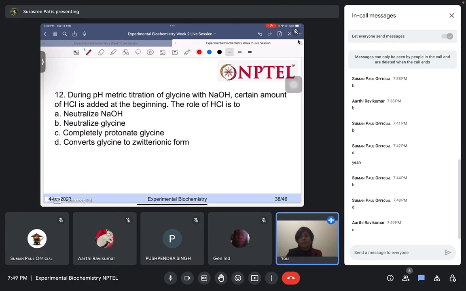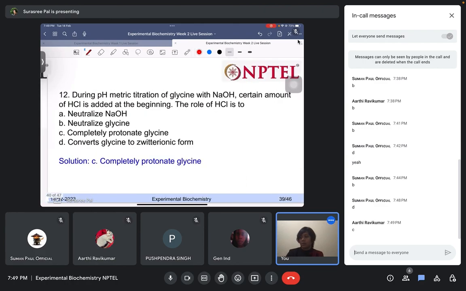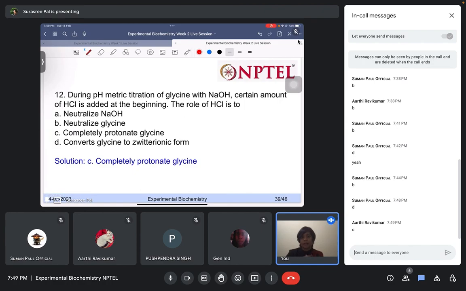It completely protonates glycine. So the role of HCl here is that when we are beginning the titration, we have to reach a completely protonated state of glycine, because otherwise we cannot measure the change in pH or the pKa. We cannot measure the initial pKa. So to completely protonate glycine we need HCl, because HCl is acidic, it will lower the pH, and once it lowers the pH, the alpha carboxyl group will lose its proton.